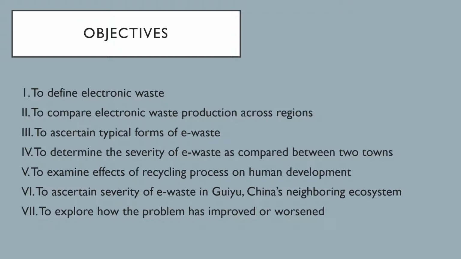The objectives of this discussion are to define electronic waste, to compare electronic waste production across certain global regions, to ascertain typical forms of electronic waste, to determine the severity of electronic waste as compared between two towns, to examine effects of the recycling process on human development, to ascertain the severity of e-waste in Guiyu, China's neighboring ecosystem, and to explore how the problem has improved or worsened over the years.